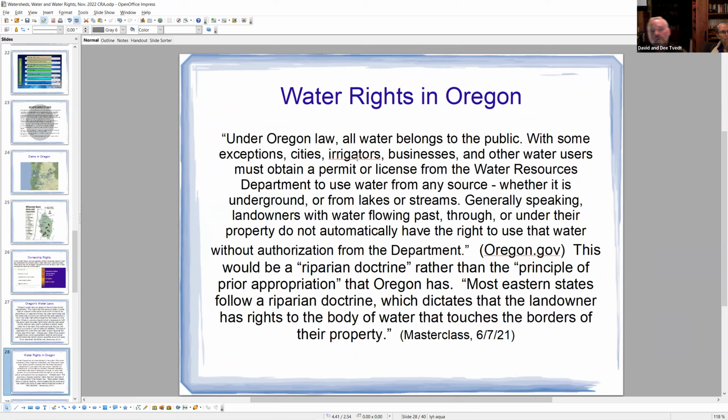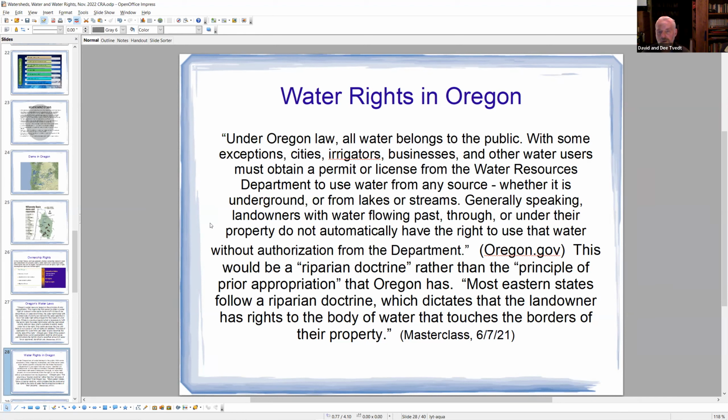And for water rights in Oregon, under Oregon law, all water belongs to the public. With some exceptions, cities, irrigators, businesses, and other water users must obtain a permit or a license from the Water Resources Department to use water from any source, whether it is underground or from lakes or streams. Generally speaking, landowners with water flowing past, or through, or under their property do not automatically have the right to use that water without the authorization of the department.